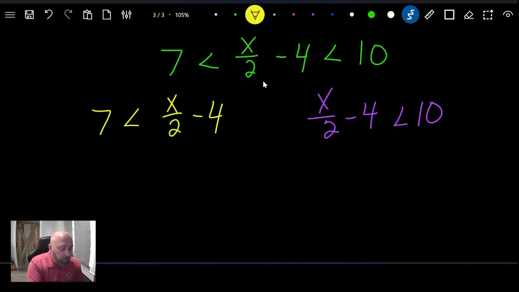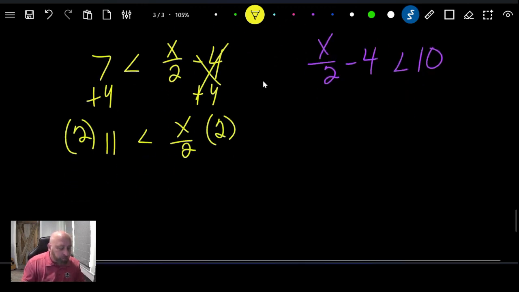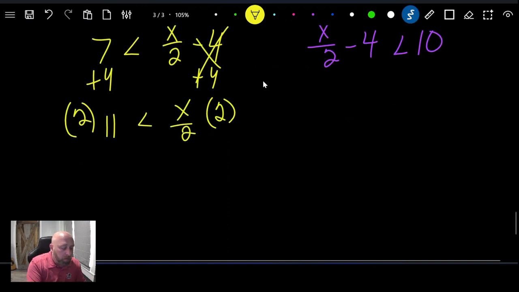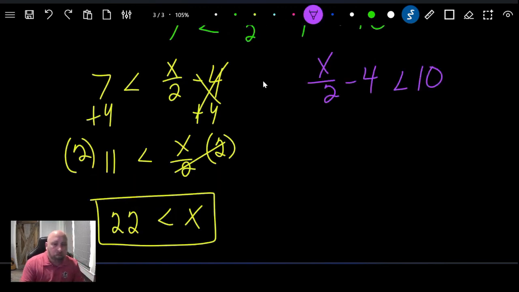All right, so here we're going to add 4 to both sides, and we're going to get 11 is less than x over 2, because this cancels. And then we're going to multiply everything by 2. It's not negative 2 we're multiplying by, it's just 2. So here we get 22 is less than x, and that would be part of our answer. We'll come back over here and do the other side now.